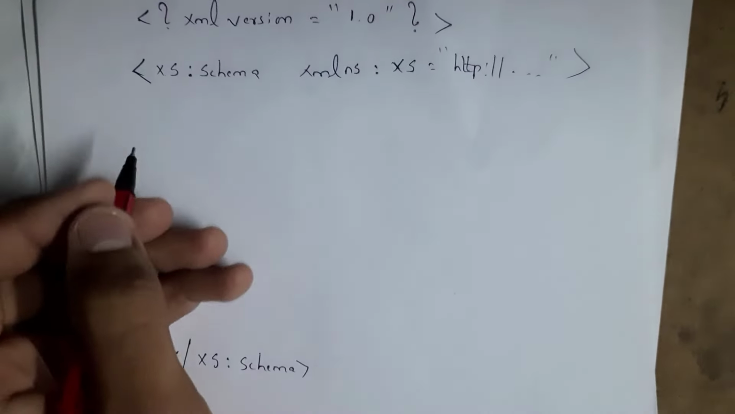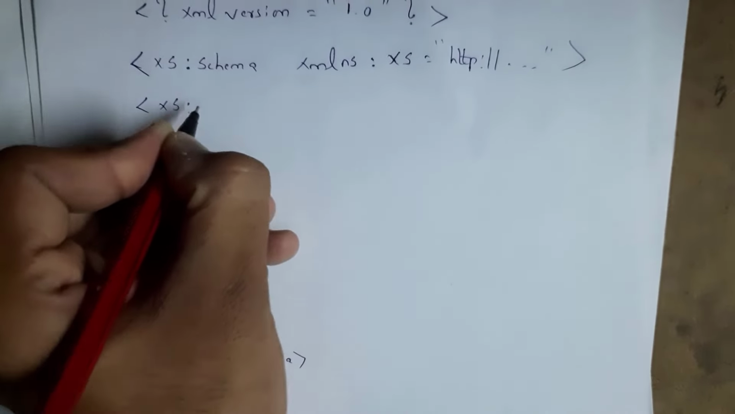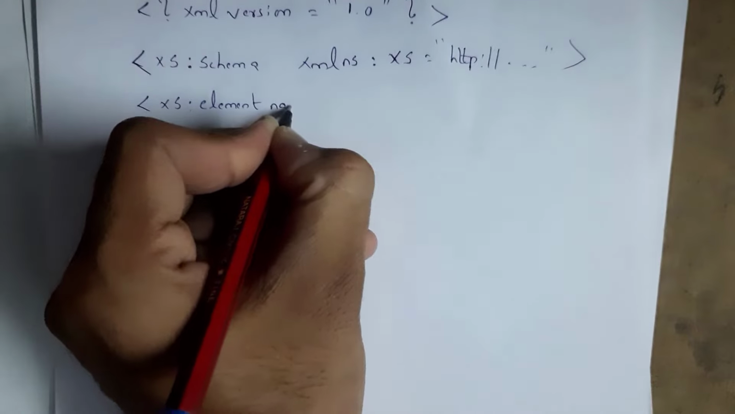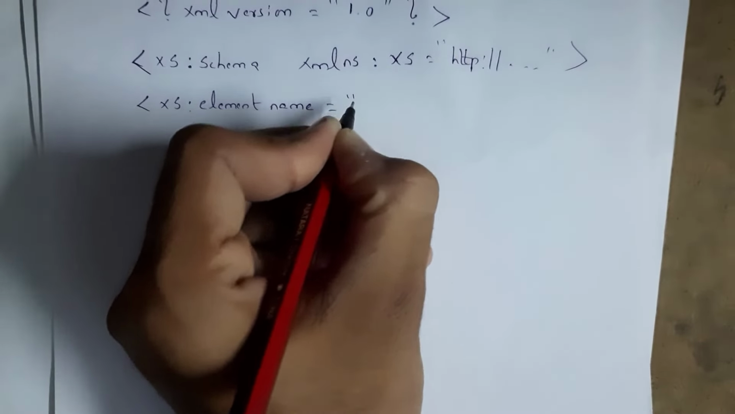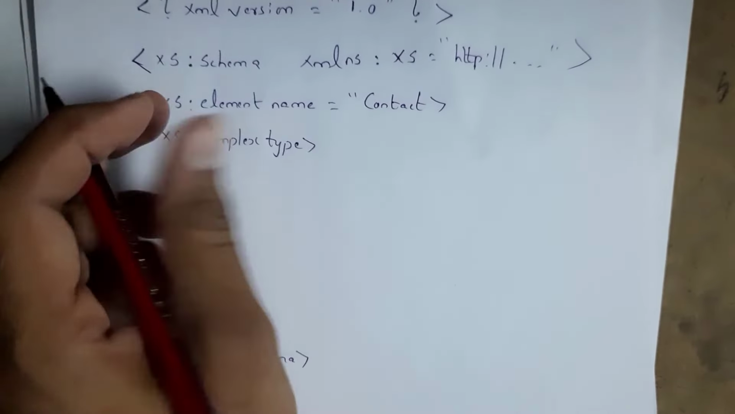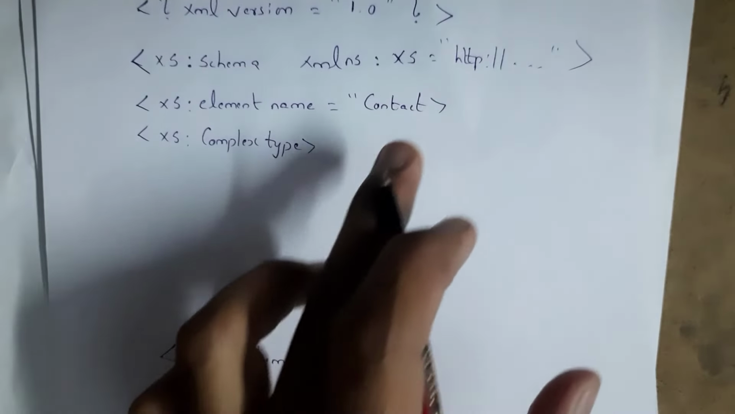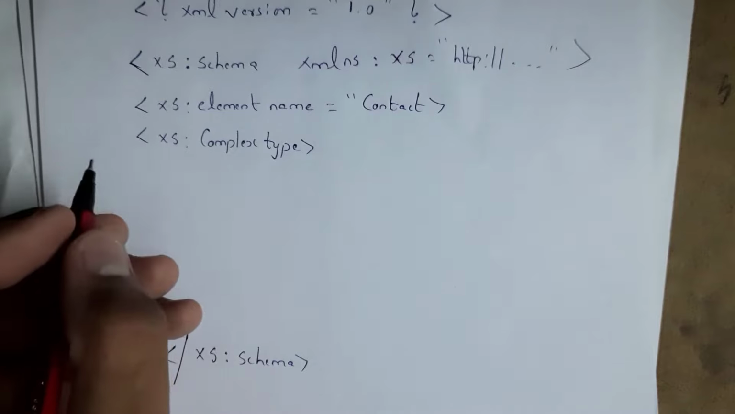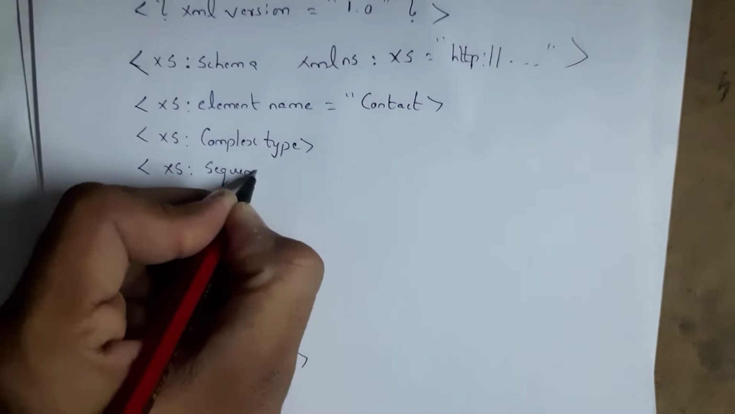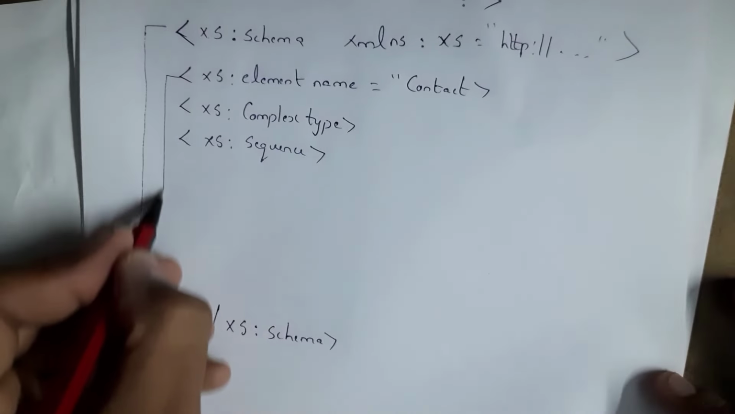After that, I need to open xs:element name. I am giving the element name as contact and this contact is complex type. This element name is contact and this contact is complex type and it should be in sequence, xs:sequence. Similarly, we need to close this element.